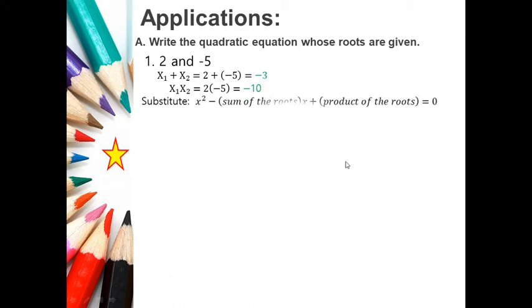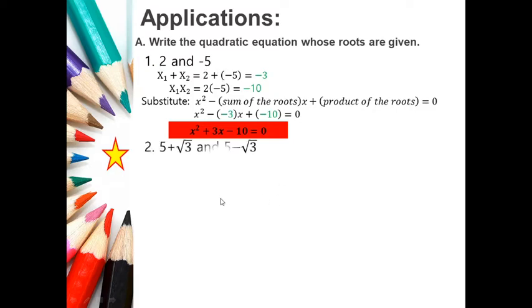So we are going to substitute it to the pattern. So we have x squared minus the sum, which is negative 3x, plus the product, which is negative 10. So, equal to 0. So, simplify natin. Tatanggalin natin yung parenthesis dyan. So, therefore, we have x squared. Copy natin yan. The negative times negative 3 is positive 3 times x. So, we have x squared plus 3x. Then, positive times negative 10 is negative 10. So, x squared plus 3x minus 10 is equal to 0. So, this is the quadratic equation whose roots are 2 and negative 5.